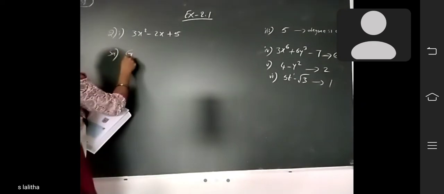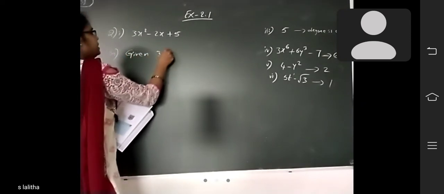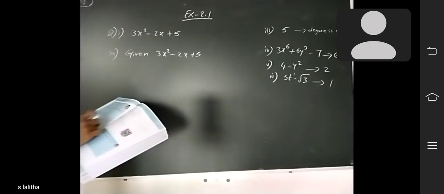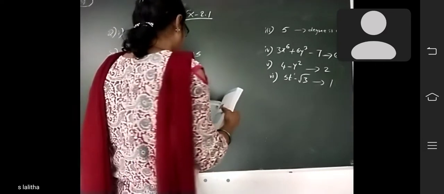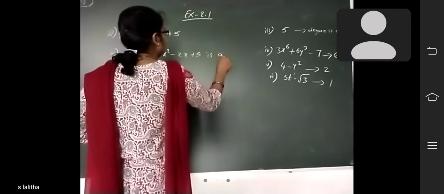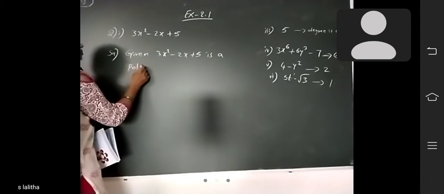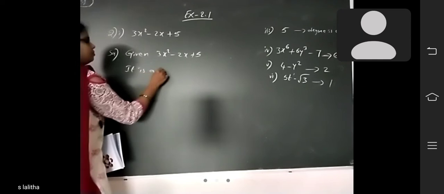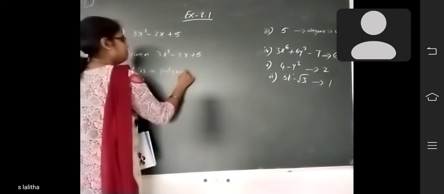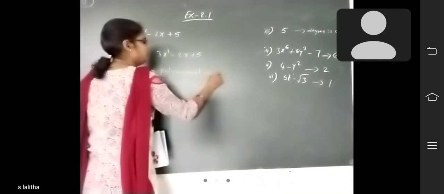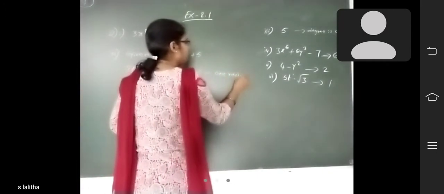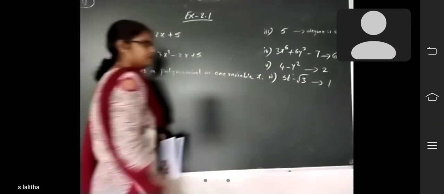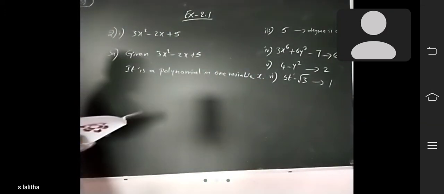So given 3x square minus 2x plus 5 is a polynomial in one variable. What is the variable? X. In one variable, x. Okay, like that you can write.